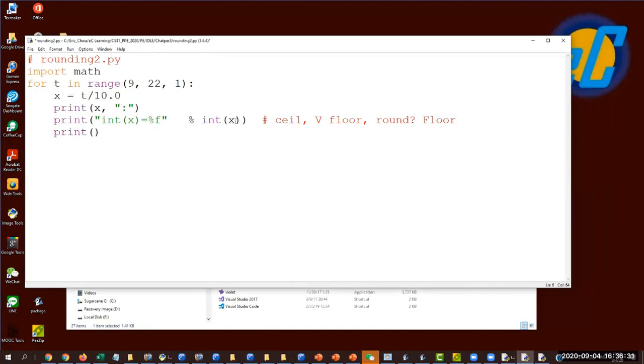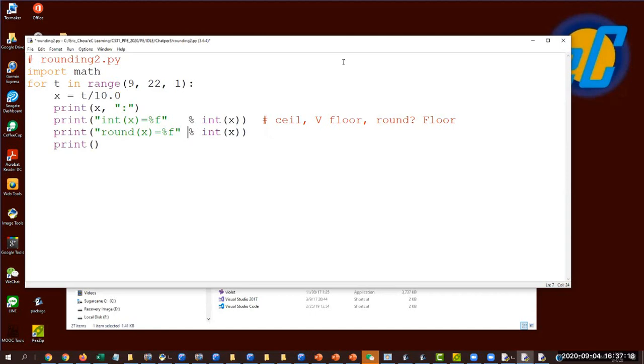And if I want to make this guy behave like a rounding function, what should I do? If I want to use this int function, but I want to make it behave like a rounding function, I need to make some adjustment. What should I do? Integer division? No. How can you change it so that it can behave like a rounding function?